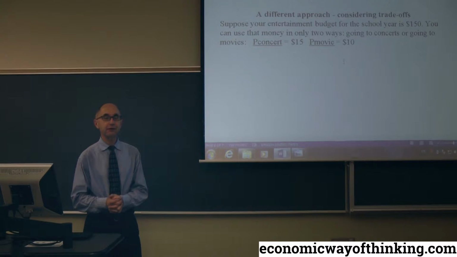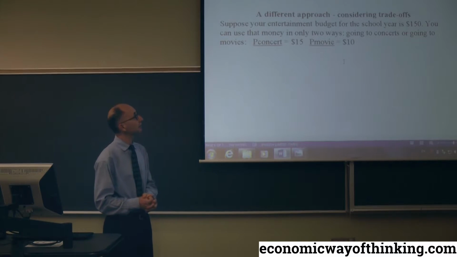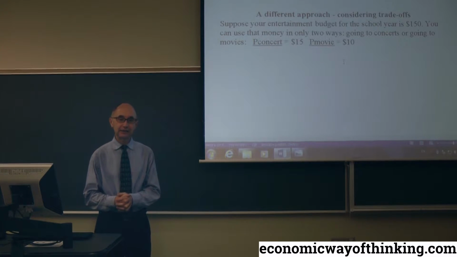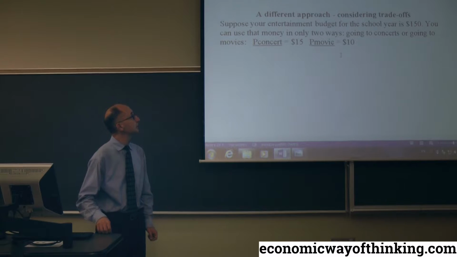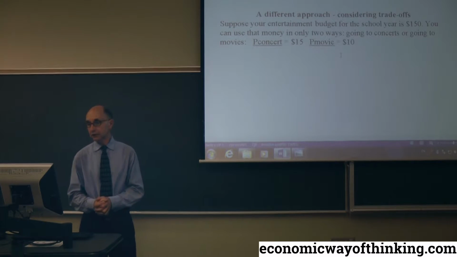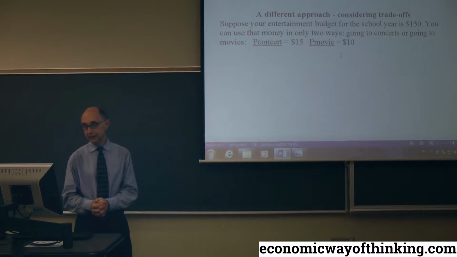So now let us use a different approach to derive the demand curve. It's a little bit more technically complicated, but we will be using the same kind of experiment that we did before. So suppose that the entertainment budget for the school year is $150 for you. And assume that you could use that money in only 2 ways, going to concerts or going to movies. And we are given prices for these 2 goods. Price of a concert is $15, and for a movie is $10.